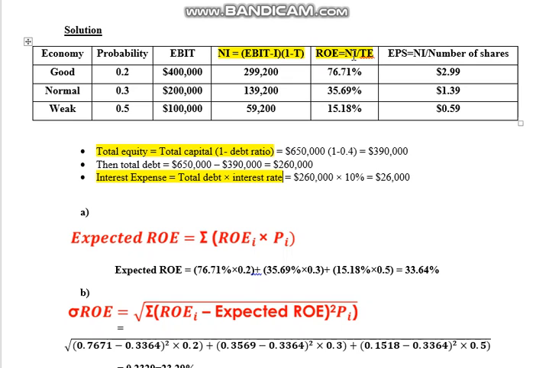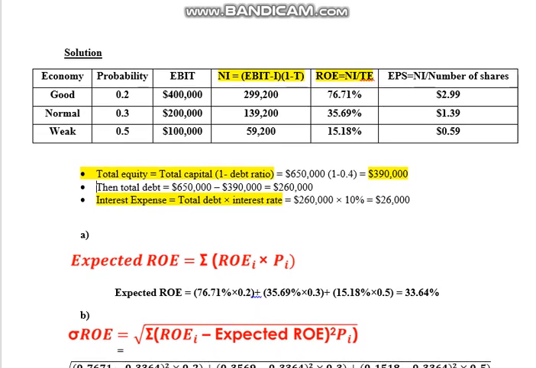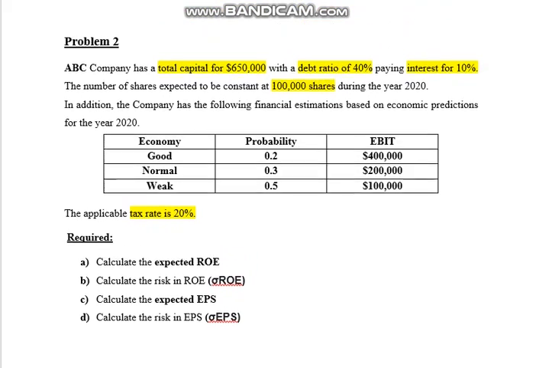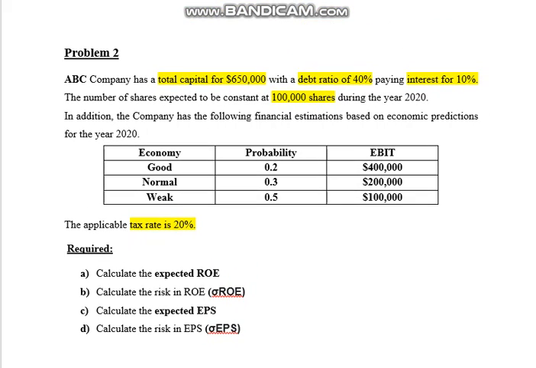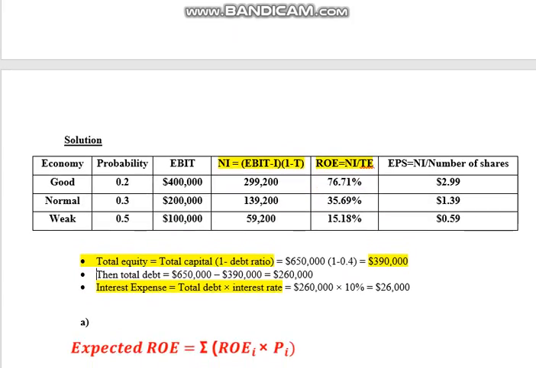Then the ROE is equal to the net income that we have calculated divided by the total equity, which is equal to 390,000. So we calculate the ROE as net income over the total equity. Then the earnings per share is equal to the net income calculated in each economic situation over the number of shares. The number of shares is expected to be constant at 100,000 shares, as given.